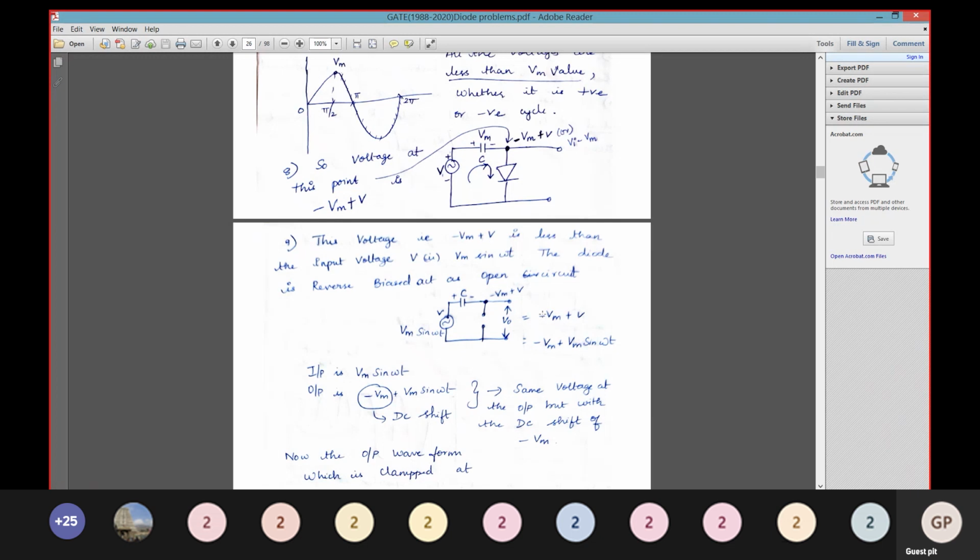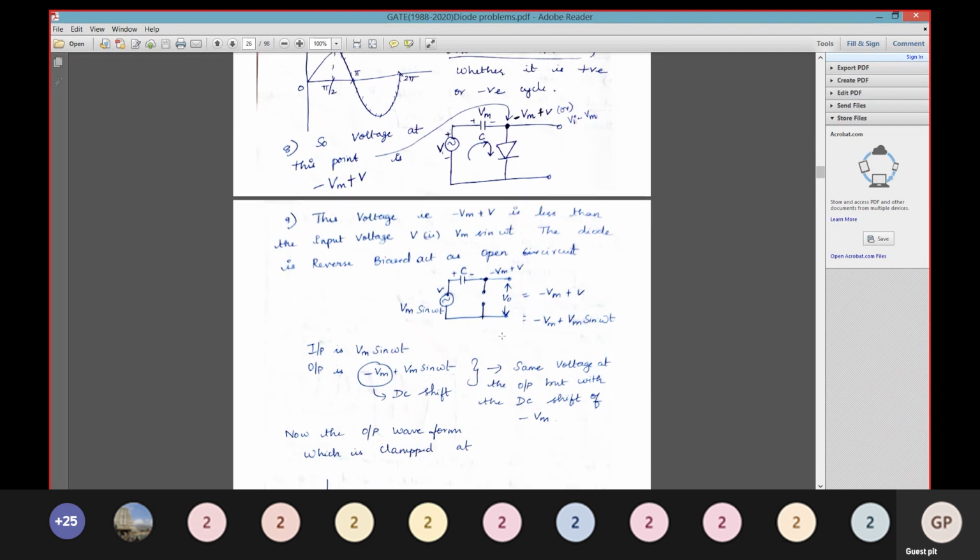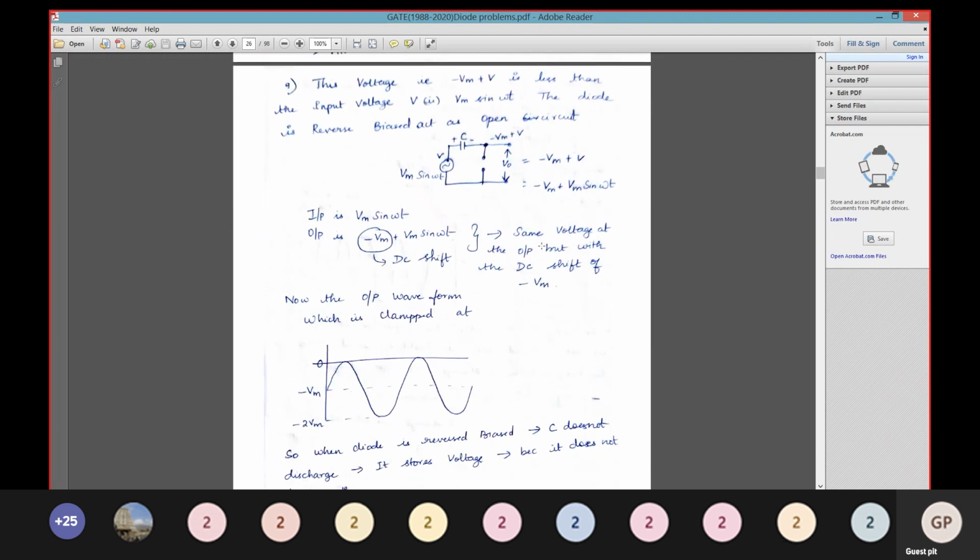So this is your output voltage. What output voltage you get over here is V naught equal to Vi minus Vm. What is Vi? Vi is nothing but Vm sin omega t, so V naught is Vm sin omega t minus Vm. From this, what do you have? This is your DC shifting.